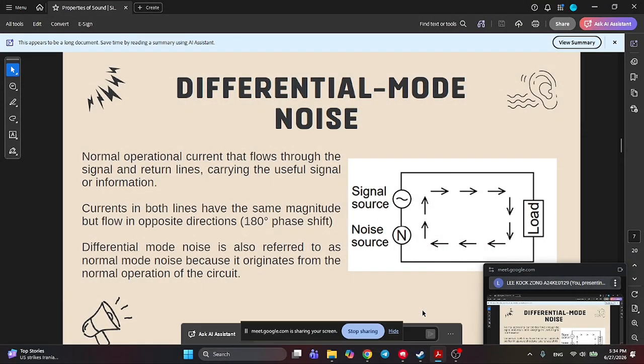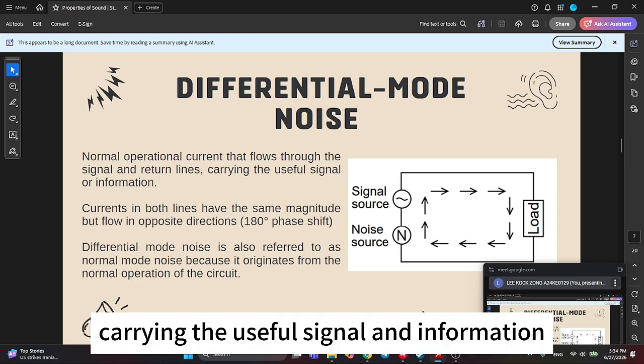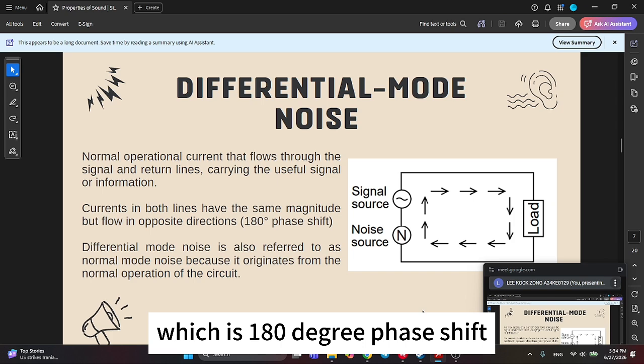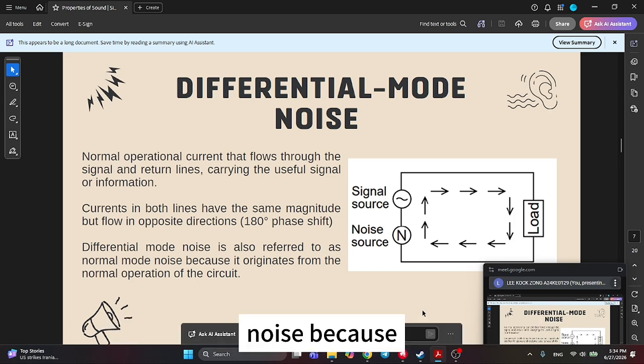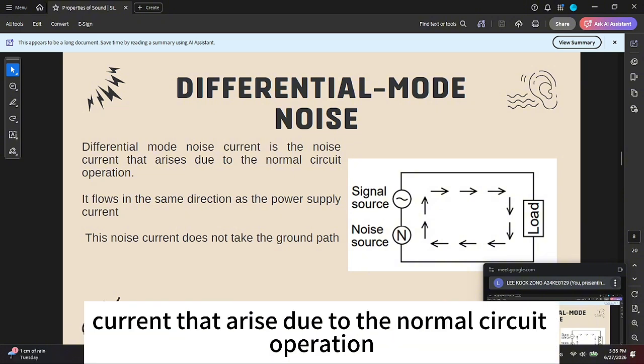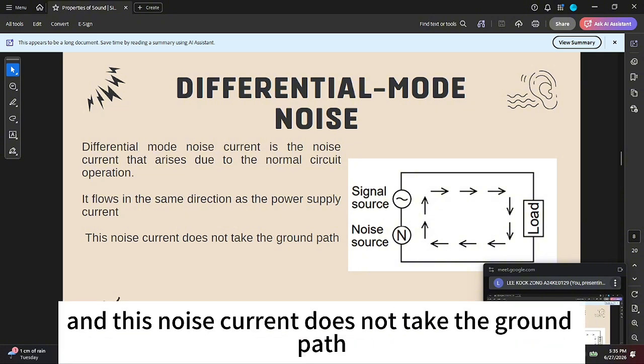For differential mode noise, it's the normal operation current that flows through the signal and return line, carrying the useful signal and information. Currents in both lines have the same magnitude but flow in opposite directions with a 180 degree phase shift. Differential mode noise is also referred to as normal mode noise because it originates from the normal operation of the circuit. It flows in the same direction as the power supply, and this noise current does not take the ground path.